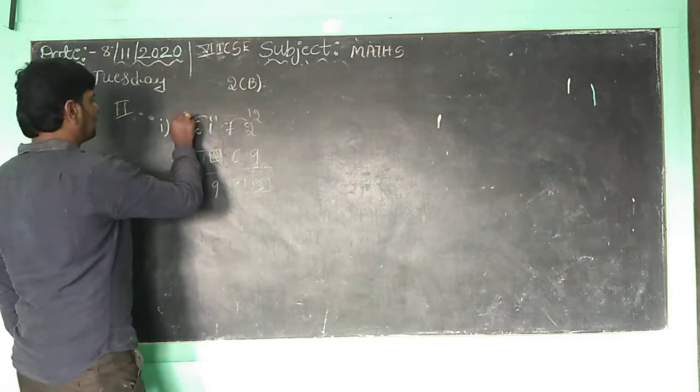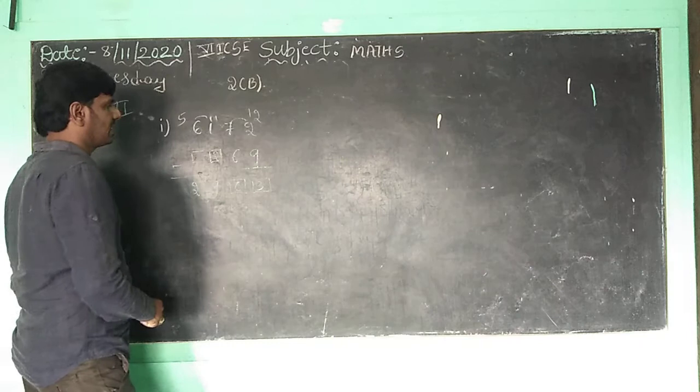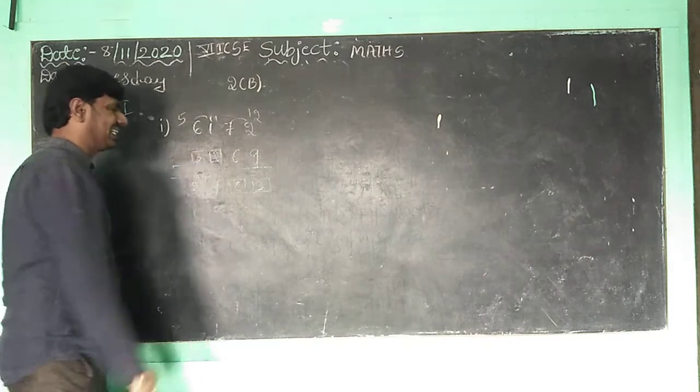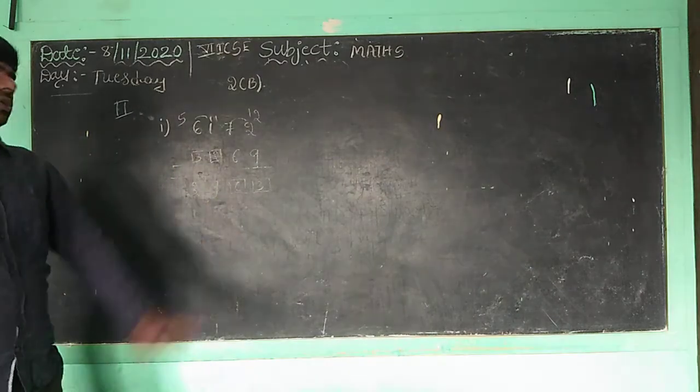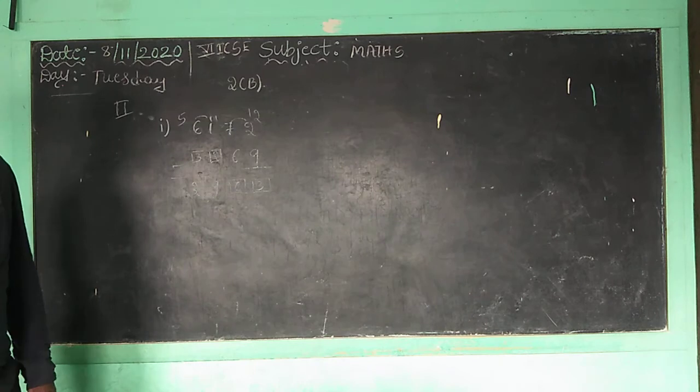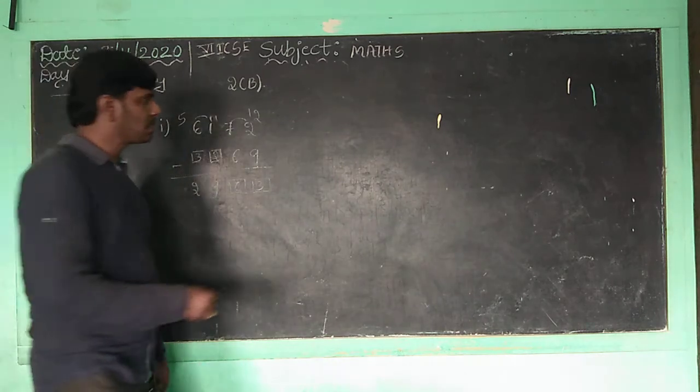Here 5 is there. Here 2 is there. Correct, children? According to that, 5 minus 3 is... so what is that? 2903 is the answer. Children, do you want to take the next question?